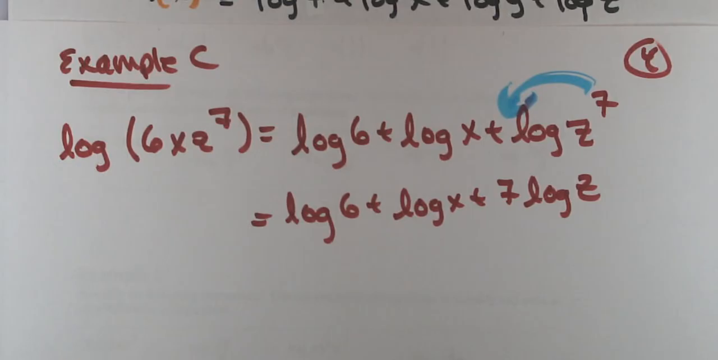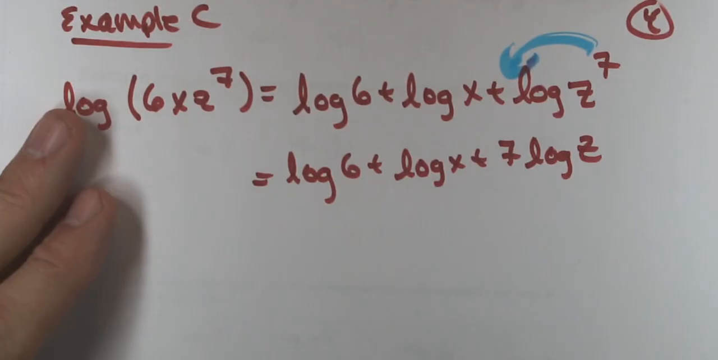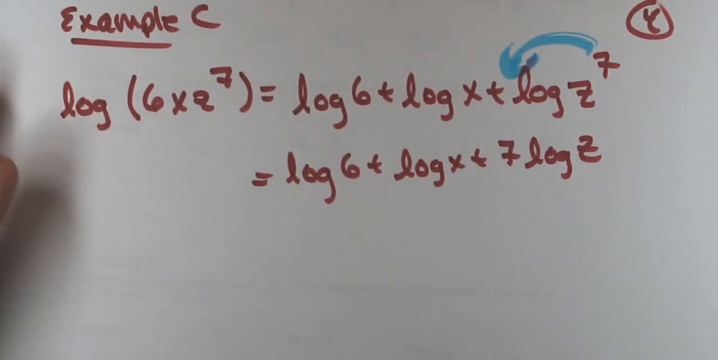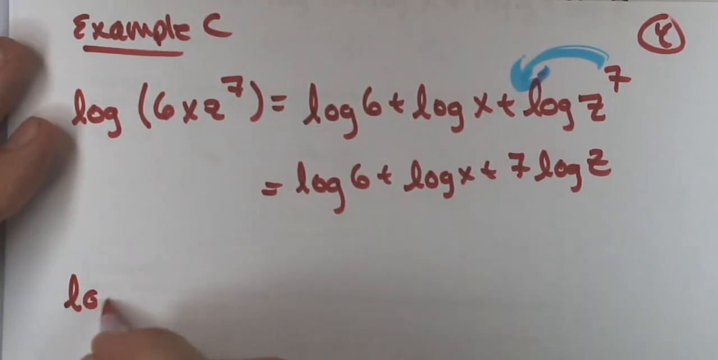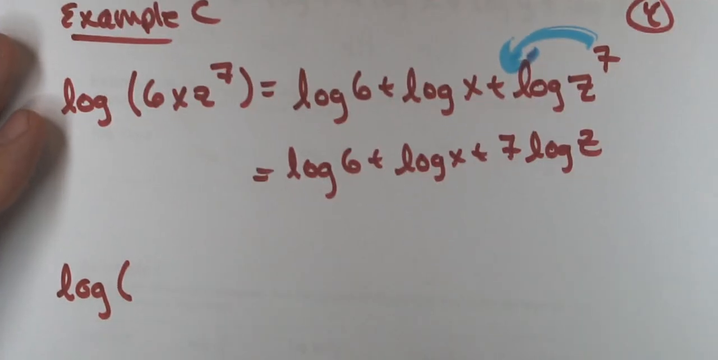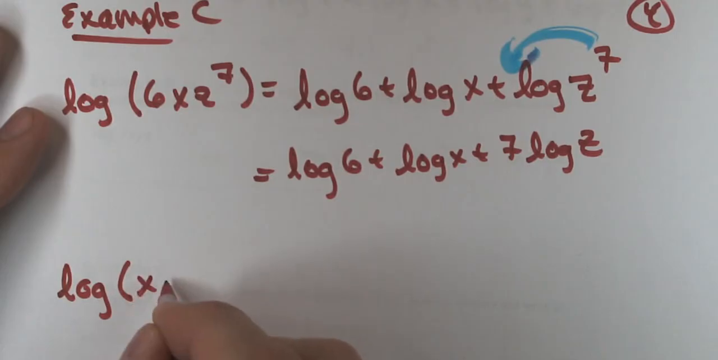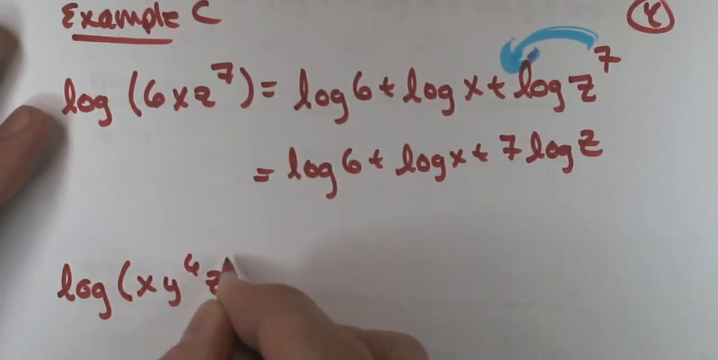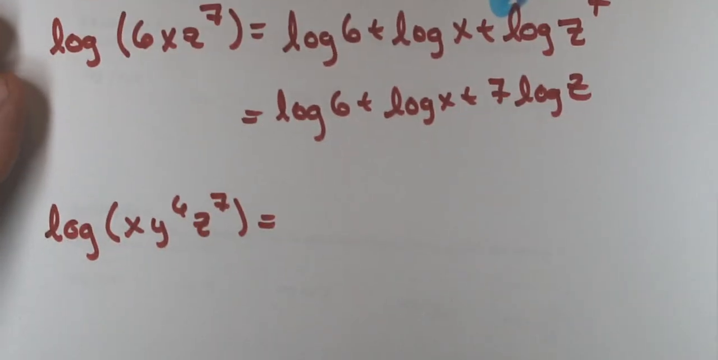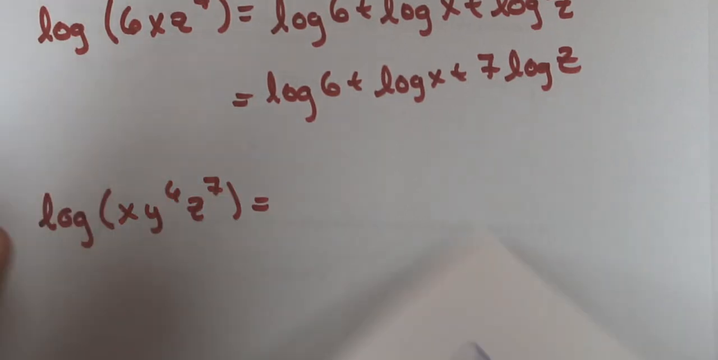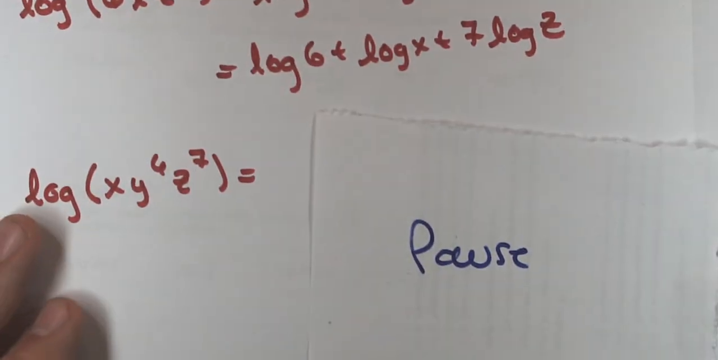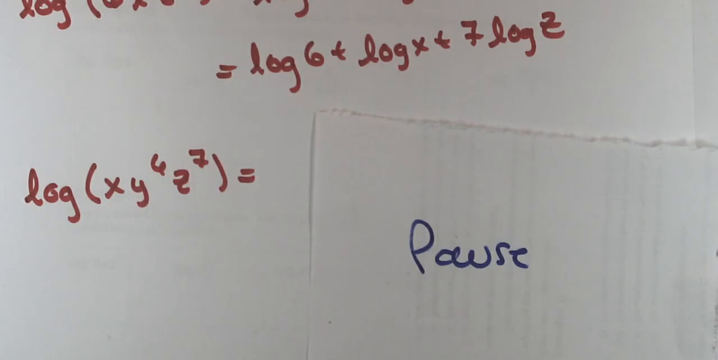Let's keep going. Let me skip down to log of (x, y to the 6th, z to the 7th). And give you a moment on that one. If you're watching this later at home, then pause the video and give yourself a chance to answer that first.